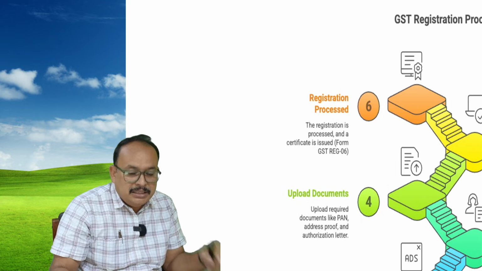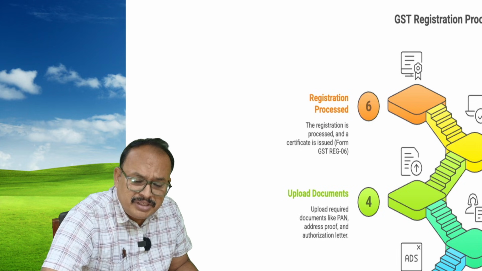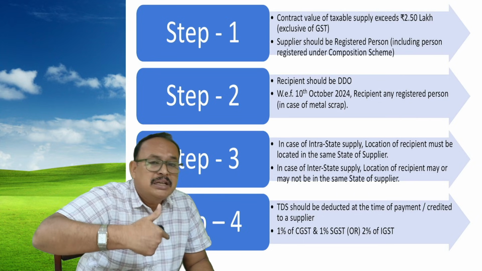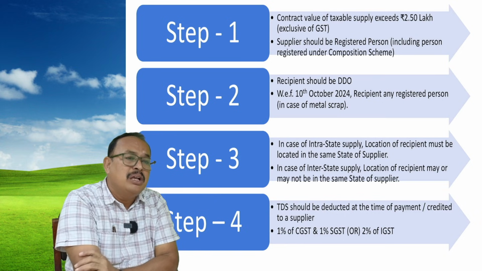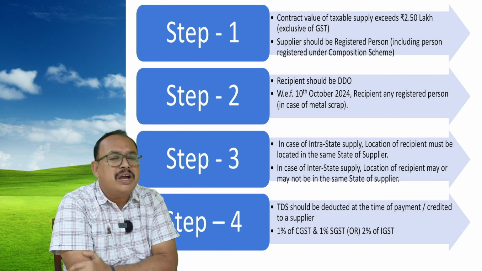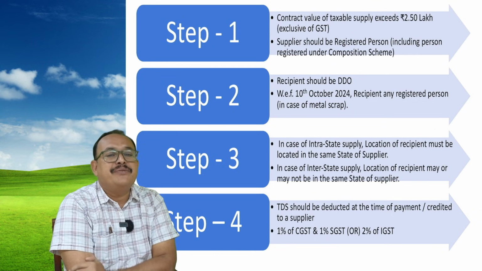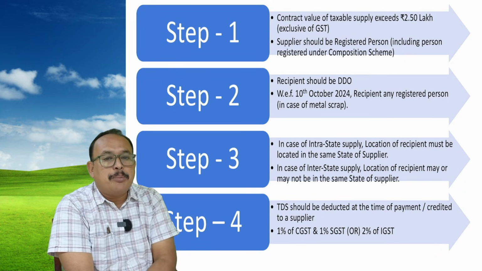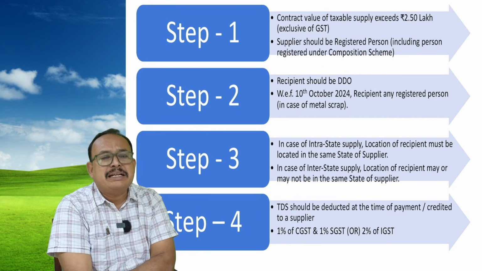Once you have obtained it, you are allowed to proceed further to deduct the TDS and make the payment, paying that amount to the department. So, for whom is TDS applicable and who is required to go for registration? Step 1. The contract value of taxable supply exceeds 2,50,000 exclusive of GST. The supplier should be a registered person, including a person registered under the composition scheme.